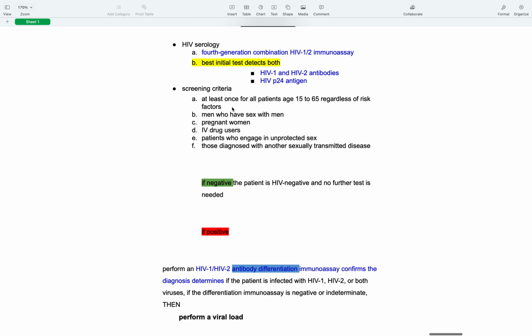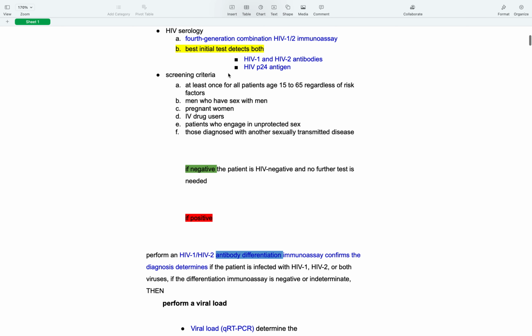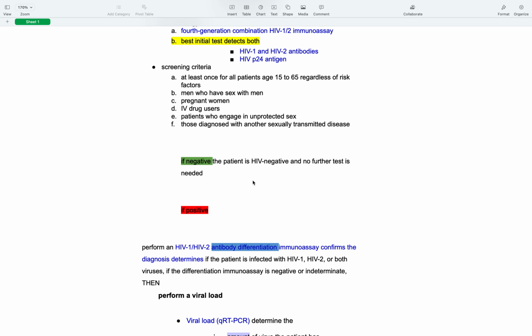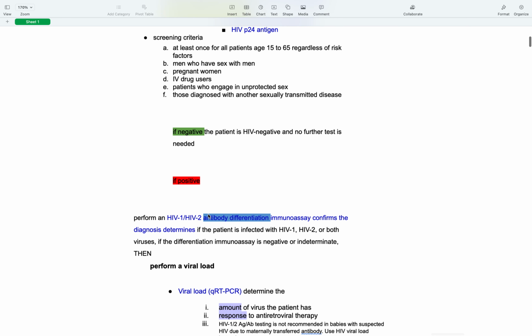So this test is recommended at least once for all patients aged 15 to 65, regardless of risk factors, including men who have sex with men, pregnant women, IV drug users, patients who engage in unprotected sex, and those diagnosed with another sexually transmitted disease. Now, if this test turns out to be negative, then the patient does not have HIV. If this turns out to be positive, then you need to perform some other test to confirm your diagnosis.